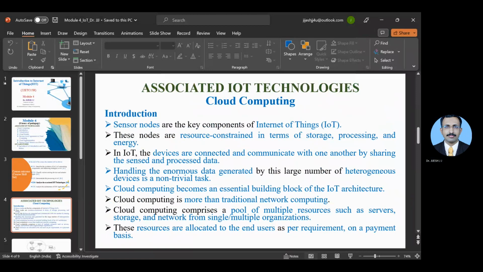So how? As per the requirement, on a payment basis. Payment basis means, now you see, you use electricity, you pay for it. You use the internet, you pay for it. Similarly, if you are using the cloud facility, you can pay for it and use it. You might have seen that you use Gmail, and you want 1 terabyte of information. Some specific amount of data is free for you. But if you want to go beyond that, you can pay and take that data from the cloud. So it is payment based as well.